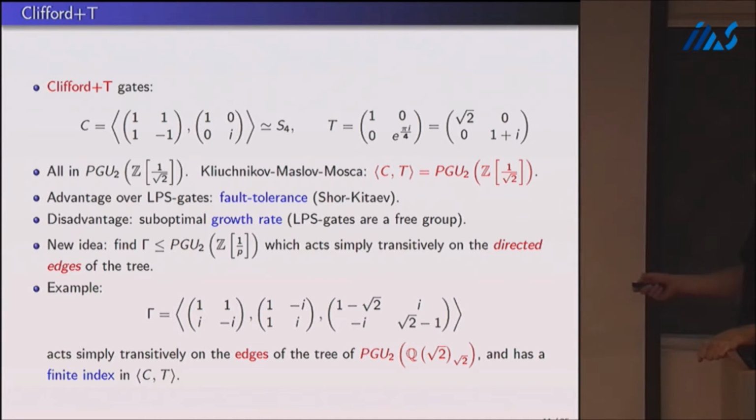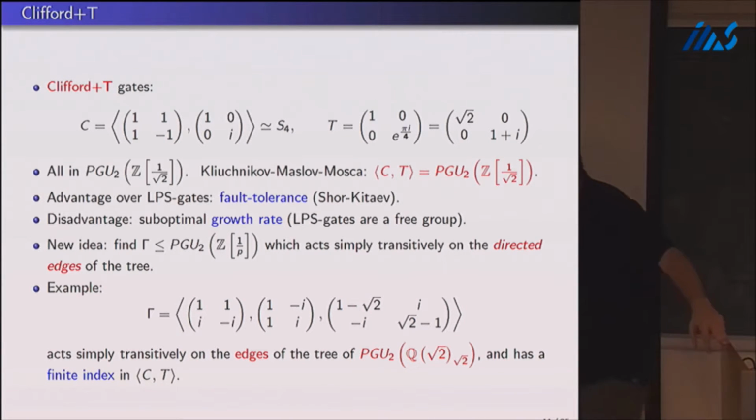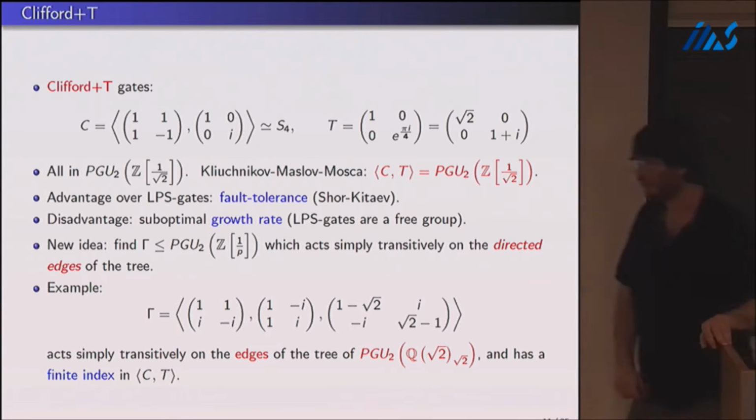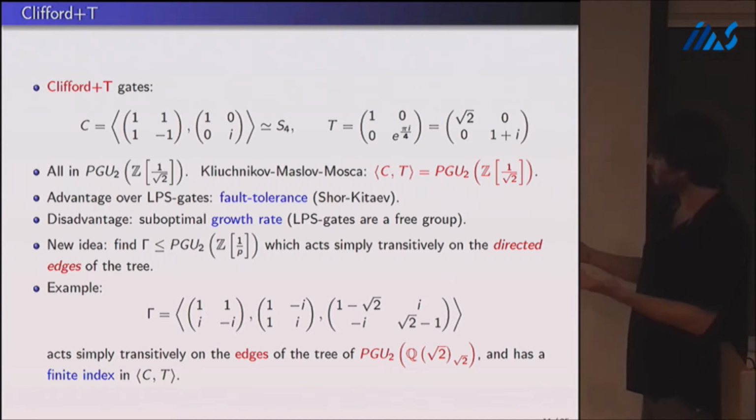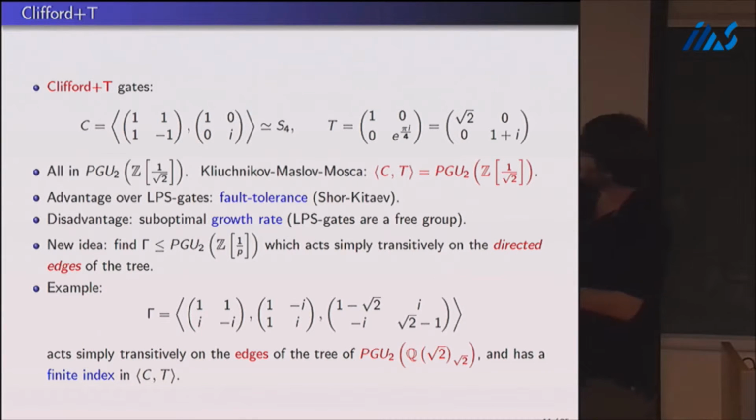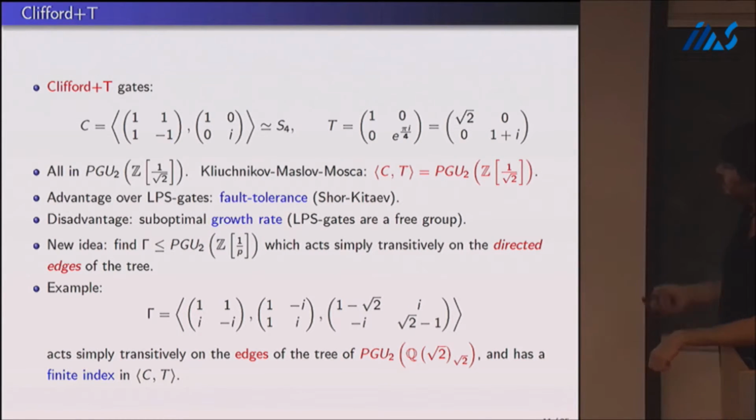This guy acts simply transitively on the edges of the tree of PGU2 with respect to this p-adic field, Q square root of 2 completed at square root of 2. And this group has a finite index in the Clifford+T group. So you see that the growth rate is more or less the same, but this guy has 3 generators and this guy has 25 generators. So in terms of efficiency, this is clearly a winner.